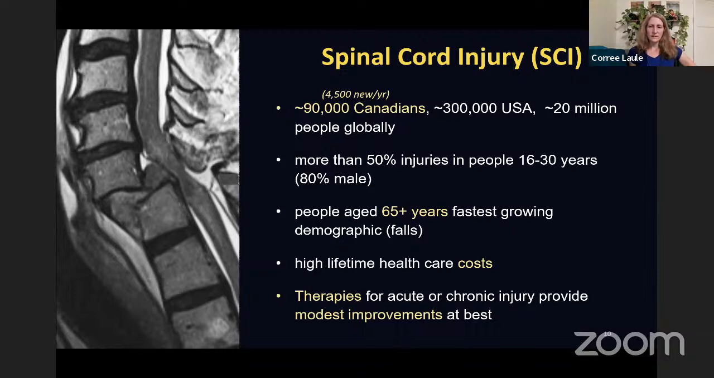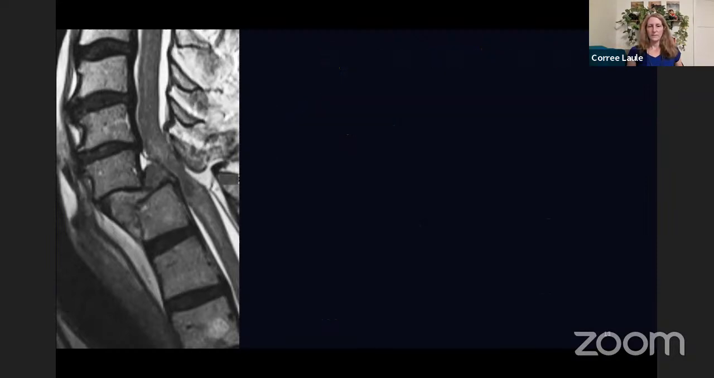But interestingly, this is something that I learned when I got involved in this project, and I didn't really appreciate or wasn't intuitive to me, is that the fastest growing demographic of spinal cord injuries is actually people over the age of 65. And this is primarily due to falls. Spinal cord injury has a really high lifetime healthcare cost associated with it. And therapies for acute or chronic injuries provide really, at best, modest improvements. And so there isn't generally a magic pill or a cure that people can take.